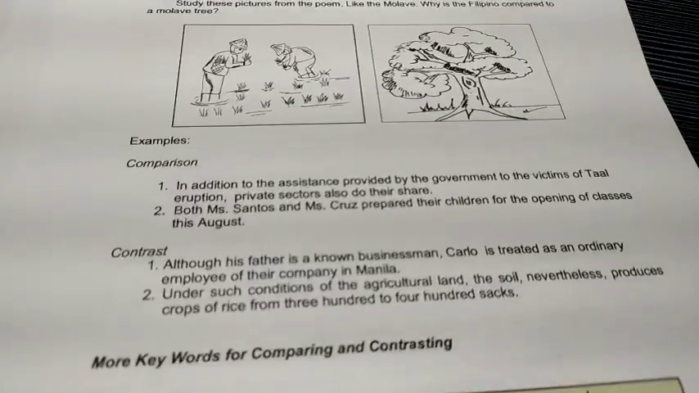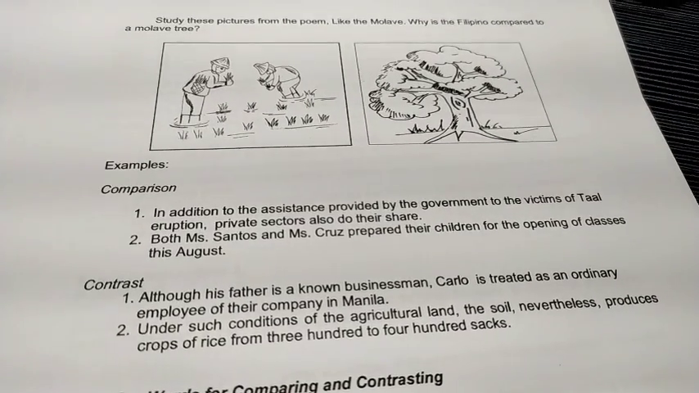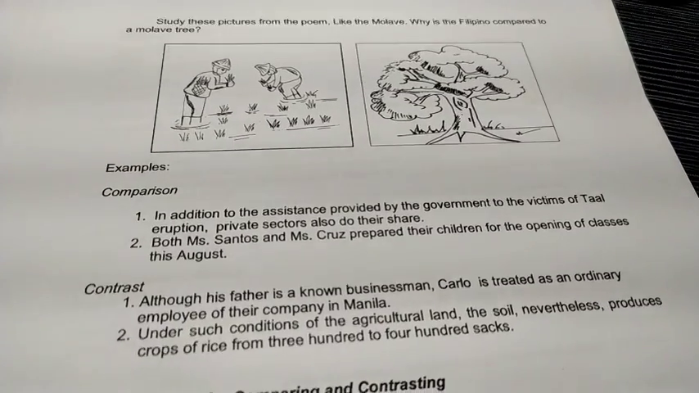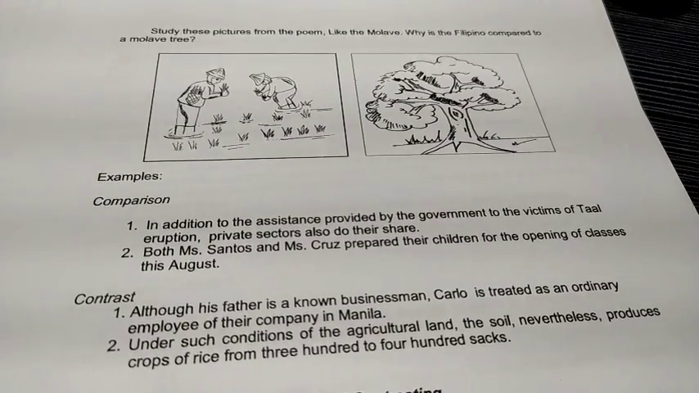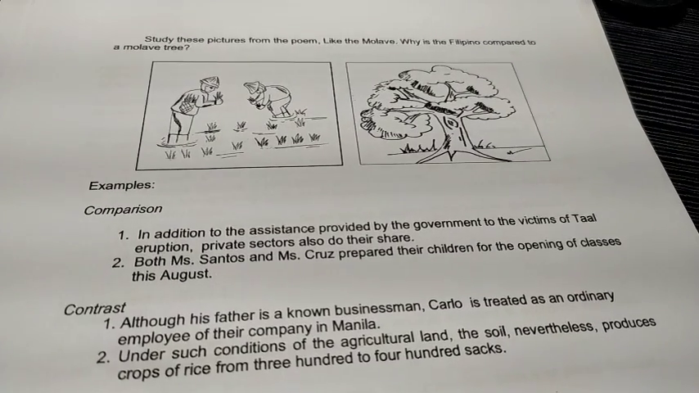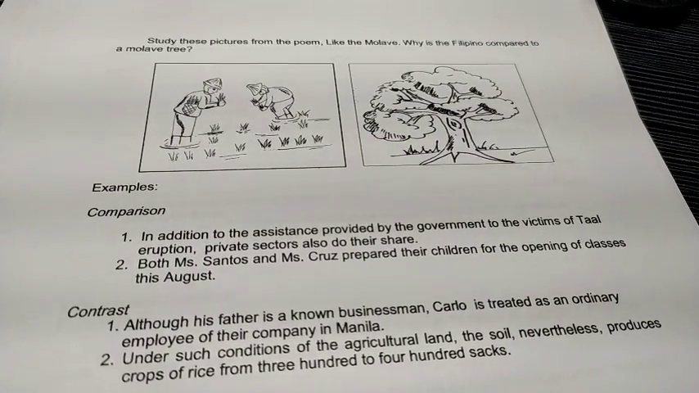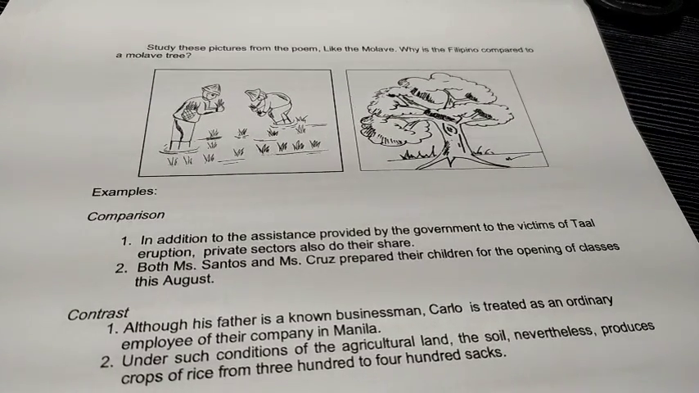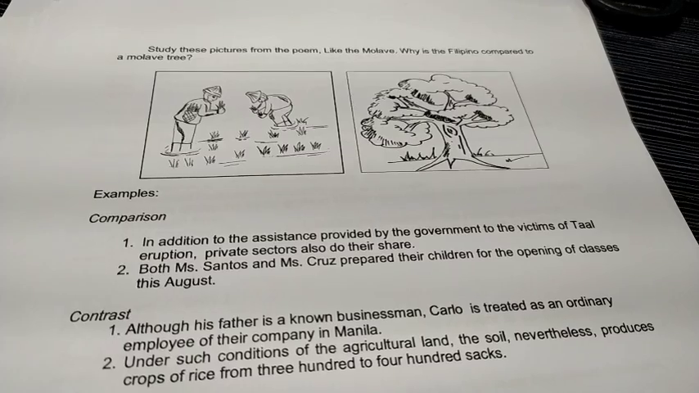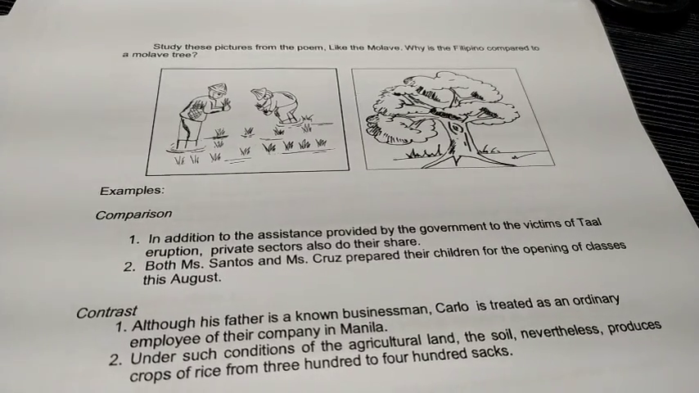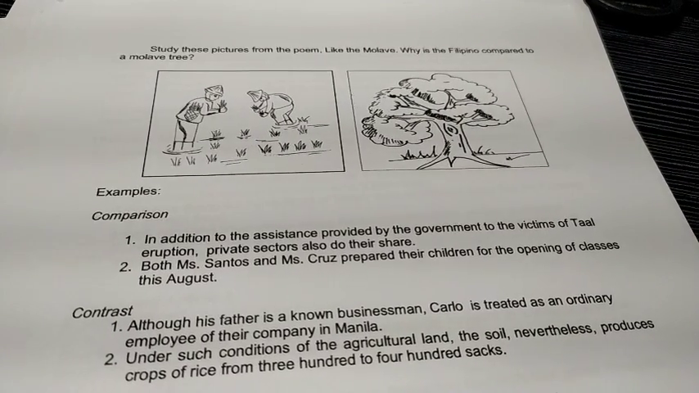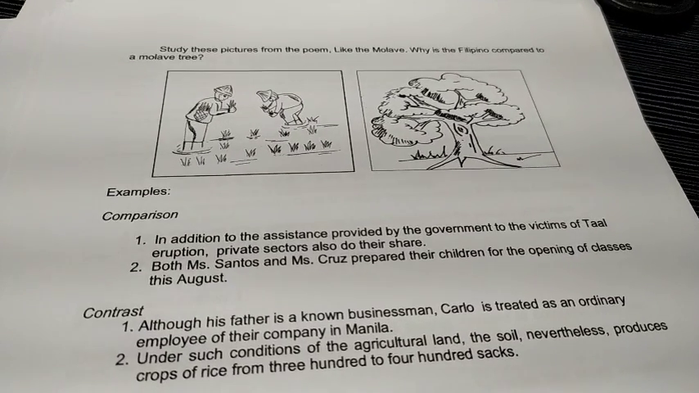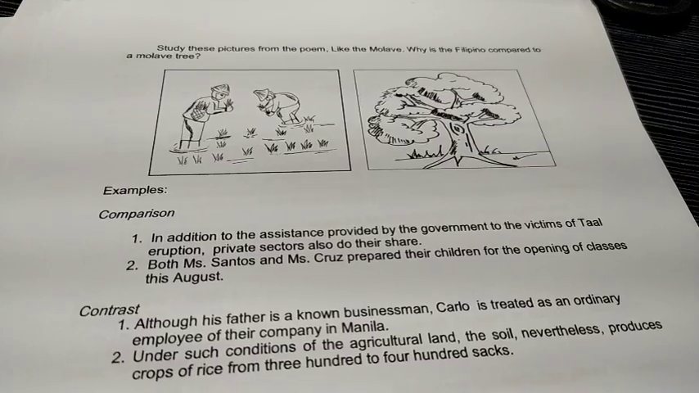So for comparison: in addition to the assistance provided by the government to the victims of the Al eruption, private sectors also do their share. When we say comparison, it's for the similarities or resemblance. Here, we can see the resemblance between the government and the private sectors. What is the resemblance? They both helped and shared with the victims of the Al eruption. So even though they are in different sectors, private and government, they have a resemblance, which is to help the victims of the Al eruption.